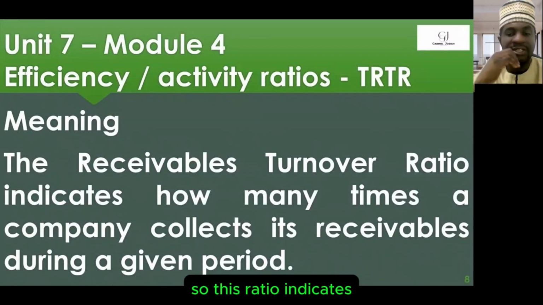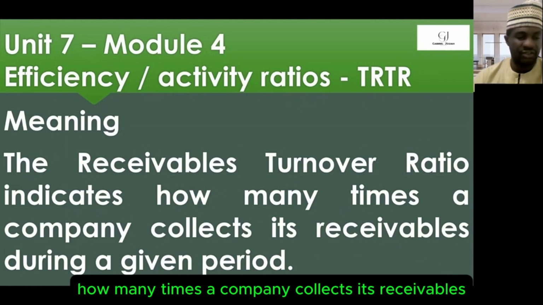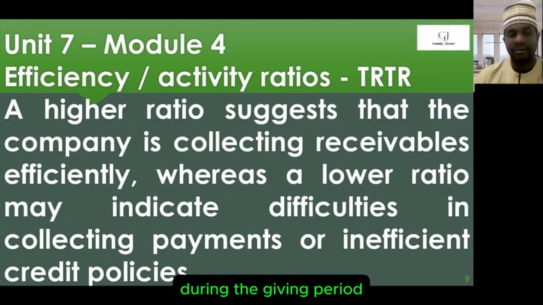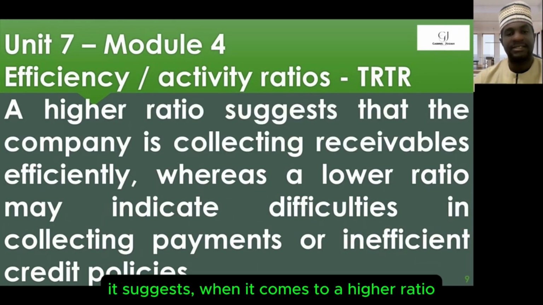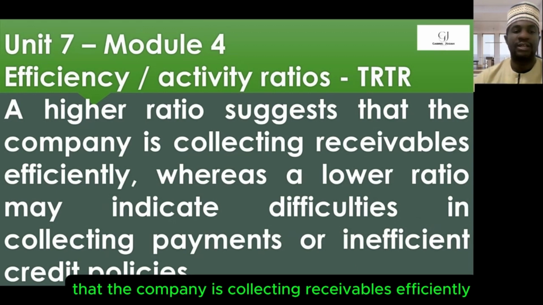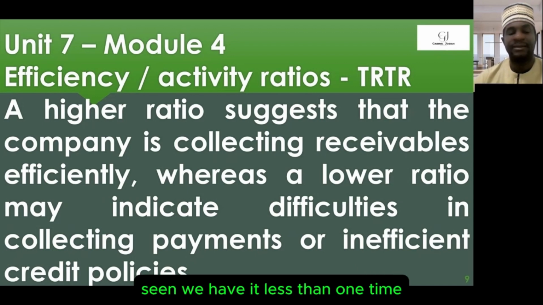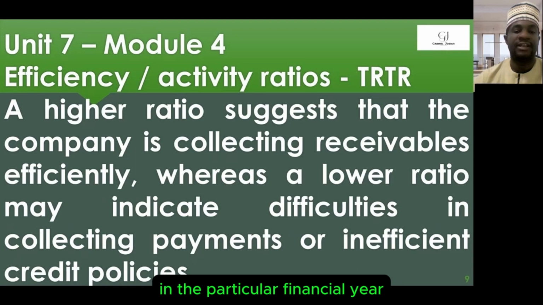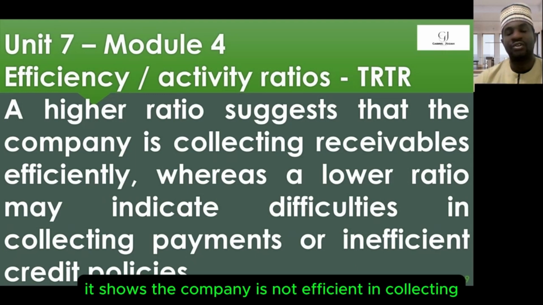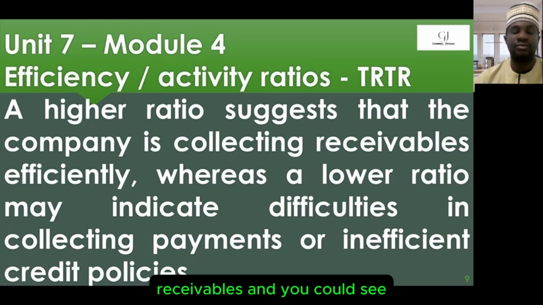So this ratio indicates how many times a company collects its receivables during a given period. It suggests, when it comes to a higher ratio, that the company is collecting receivables efficiently. So based on what we've seen, we have it less than one time in a particular financial year. It shows the company is not efficient in collecting receivables.